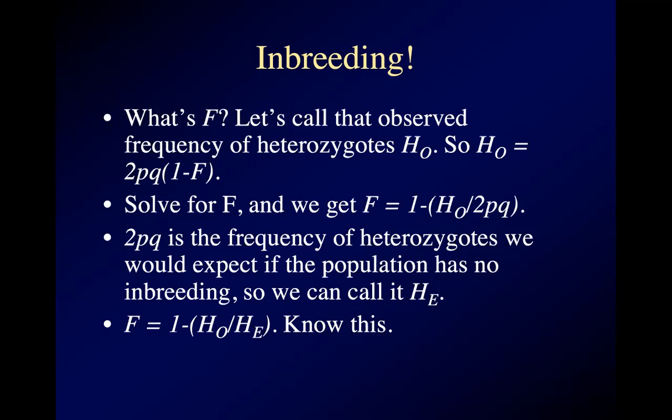And that's how we get that formula that F is equal to 1 minus HO over HE. 1 minus the observed homozygote frequency divided by the expected heterozygote frequency. I'm not going to expect you to derive that, but this is ultimately where it comes from. And you do need to know that formula for calculating the inbreeding coefficient.